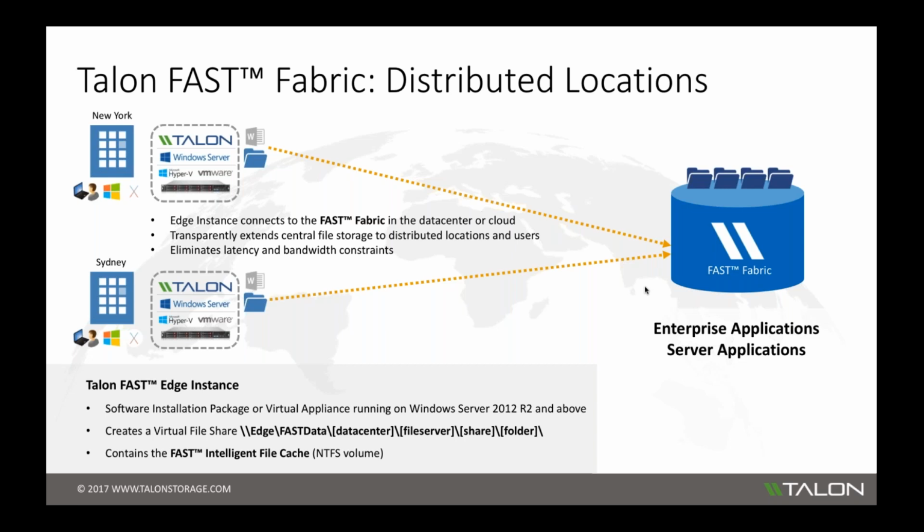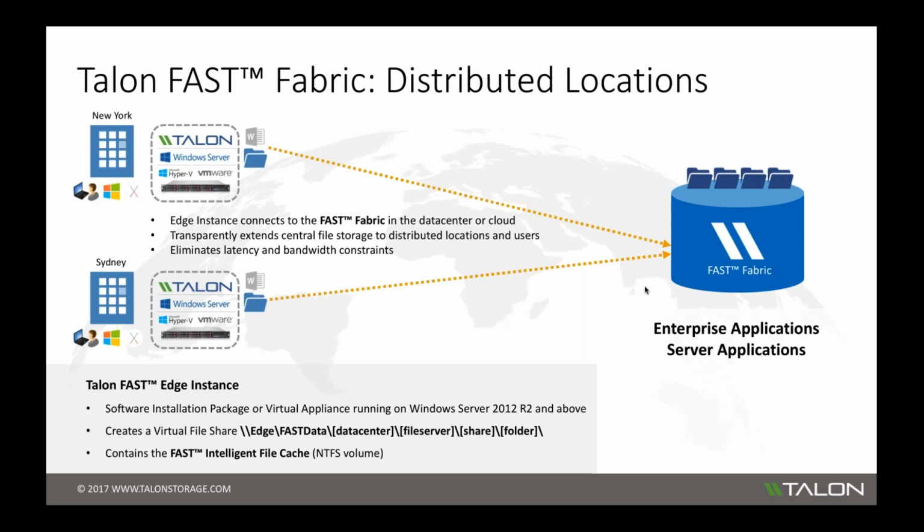The FAST Fabric enables and listens for connections coming in from edges all over the world to access that centralized data. At all times, all of the semantics around permissions and ACLs will be honored all the way from the data center to the branch offices. This means that if I can open a file or a file share or a folder at the data center because I have the right permissions, you could do the same thing at the branch office as well, and vice versa.